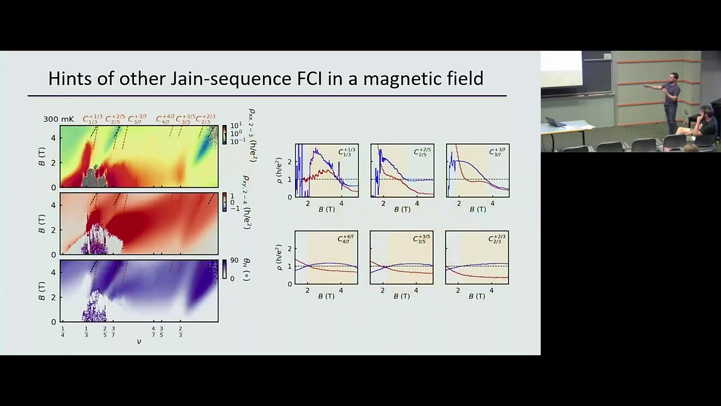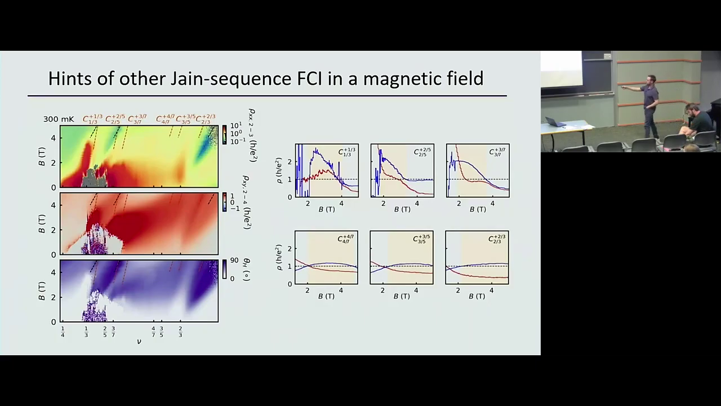If we take another Landau fan at a slightly different displacement field to get rid of this little pocket, and also raise the temperature, which seems to help FCI a little bit, then we can look at the straightest slopes of all of the Jain sequence states up to denominator 7.